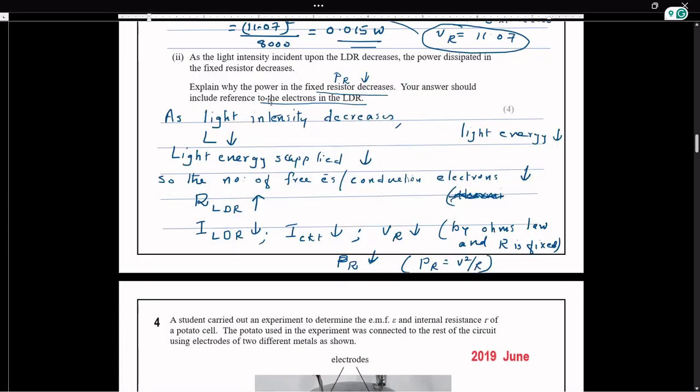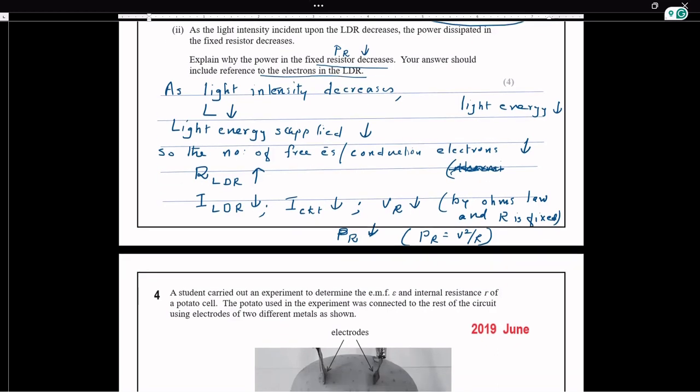Because the question demands we explain why the power dissipated across the resistor decreases, your answer should include reference to the electrons in the LDR. So light intensity decreases means light energy supply decreases, so the number of free electrons available decreases. That means the resistance is increasing, so the current is decreasing. So the voltage drop across the resistor decreases and the power decreases.